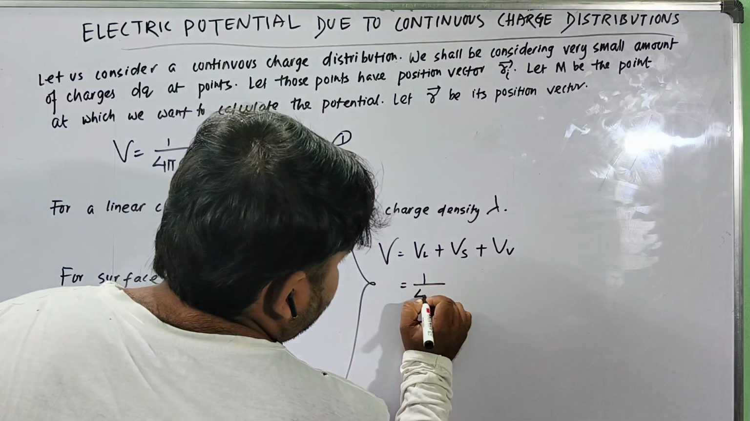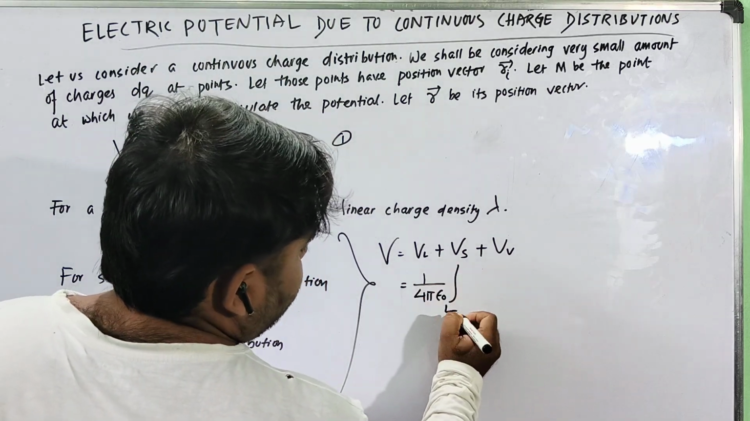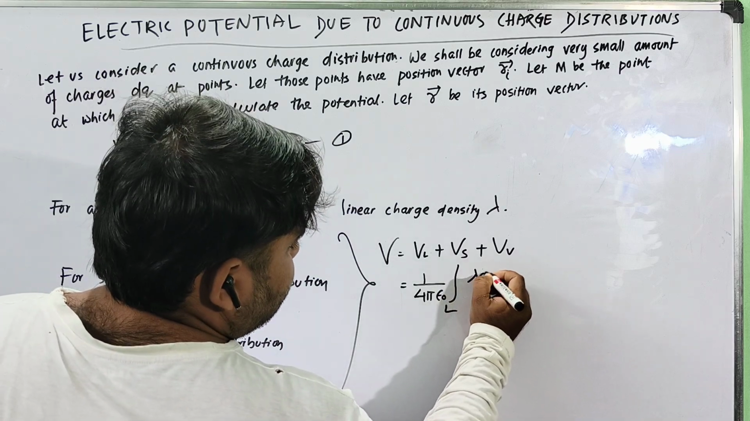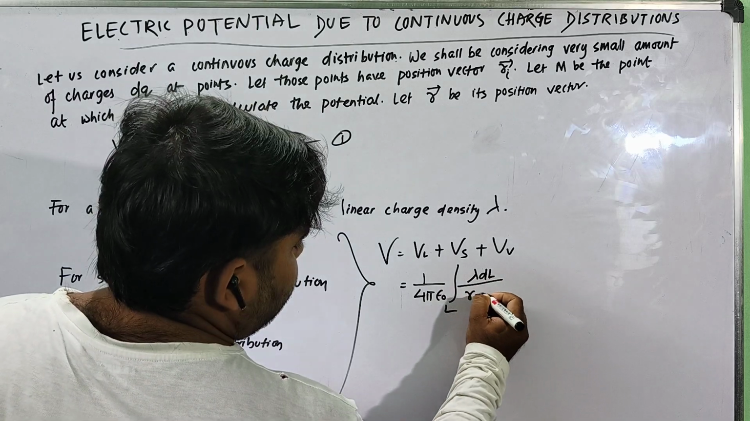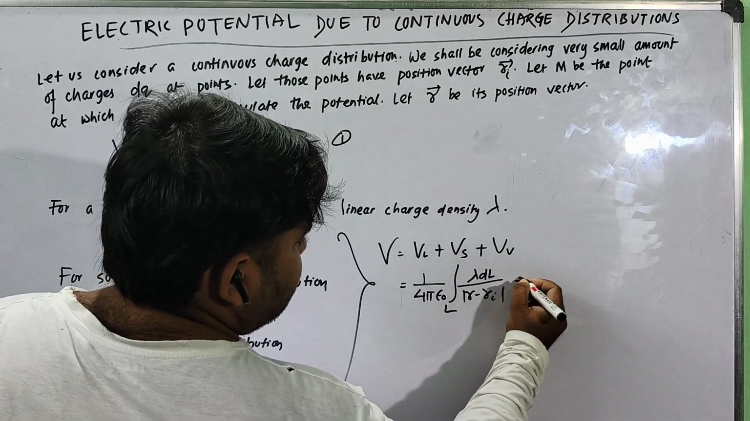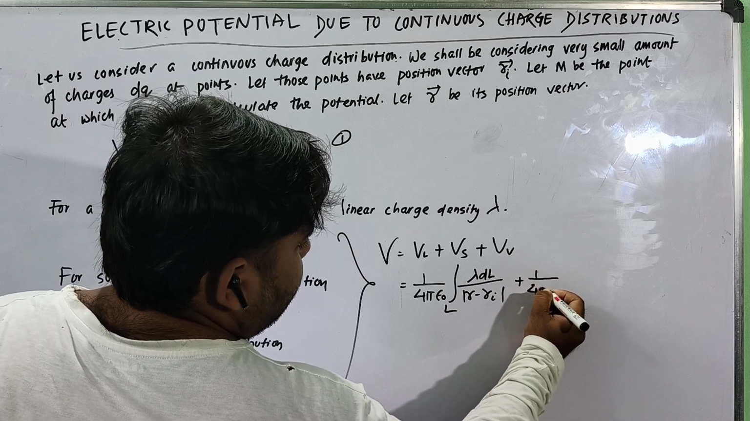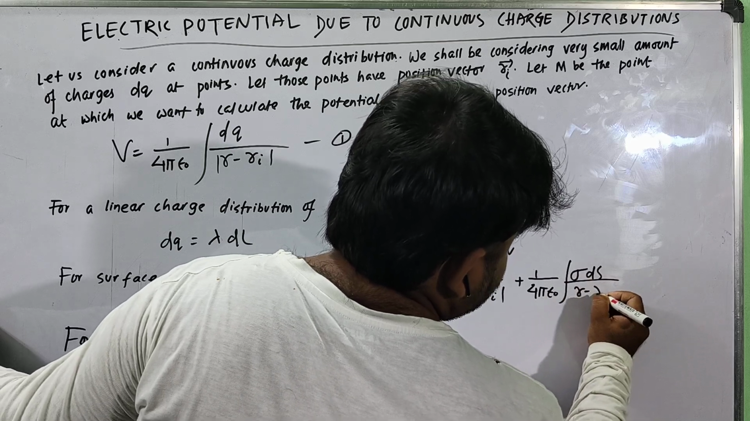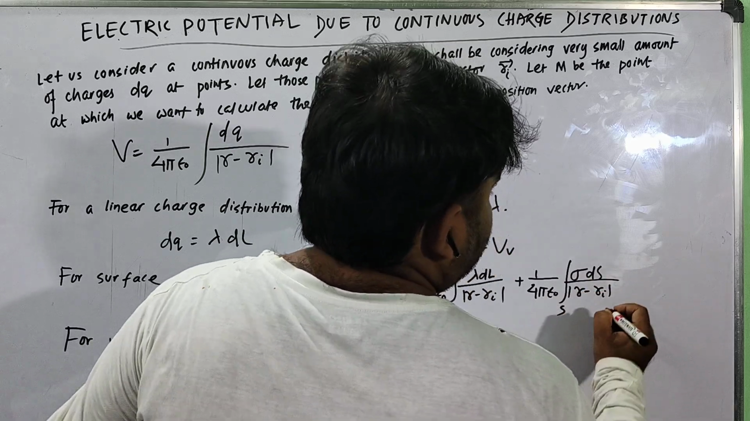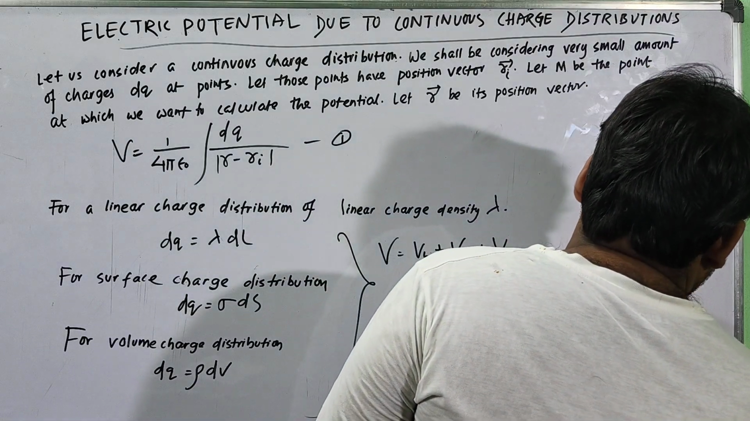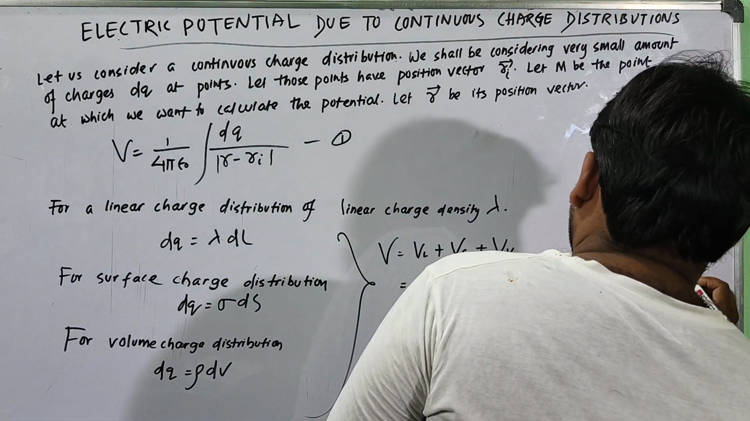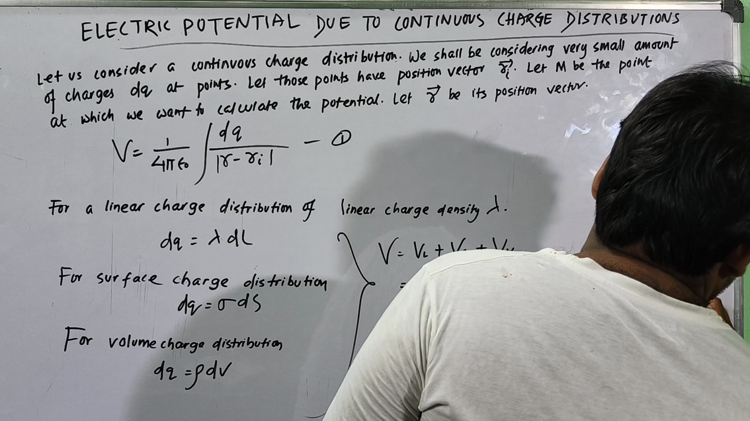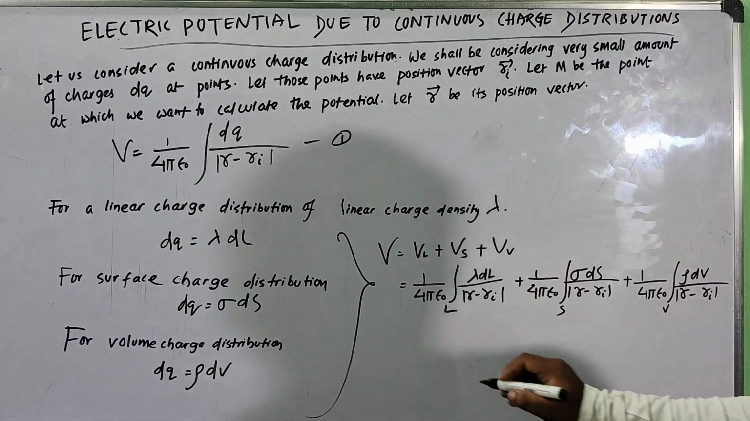So 1 upon 4 pi epsilon naught, sigma of integration of L. What is dq for line charge distribution? Lambda dl by r minus ri. Similarly, 1 upon 4 pi epsilon naught sigma ds by r minus ri. Similarly, for volume charge distribution, it is 1 upon 4 pi epsilon naught rho dv by r minus ri. So this is your required formula.